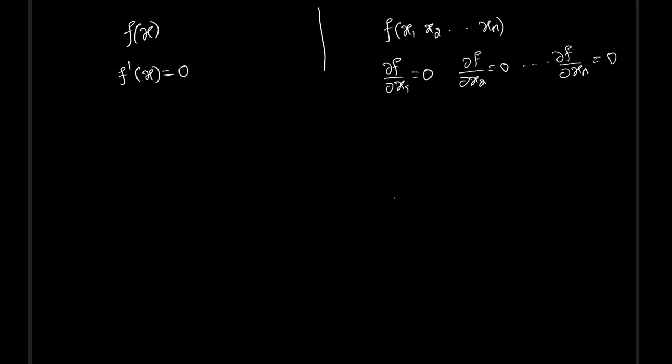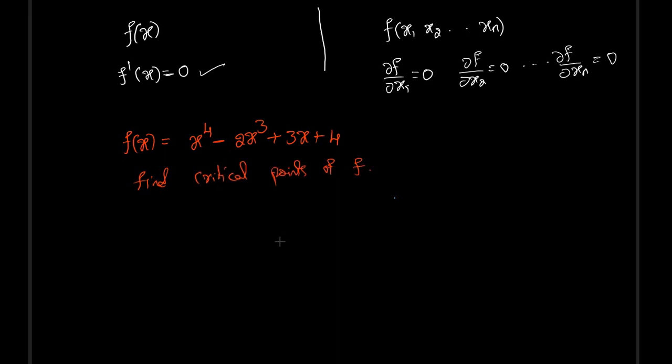Now let us assume that we come up with a situation where we cannot directly solve this equation. Let me take you through an example. Suppose your function is f of x equal to x power 4 minus 2x cube plus 3x plus 4. So this is the function. Now the question is to find critical points of f.